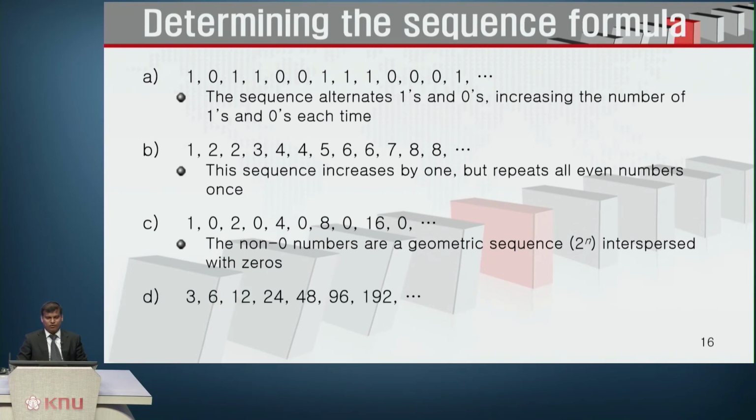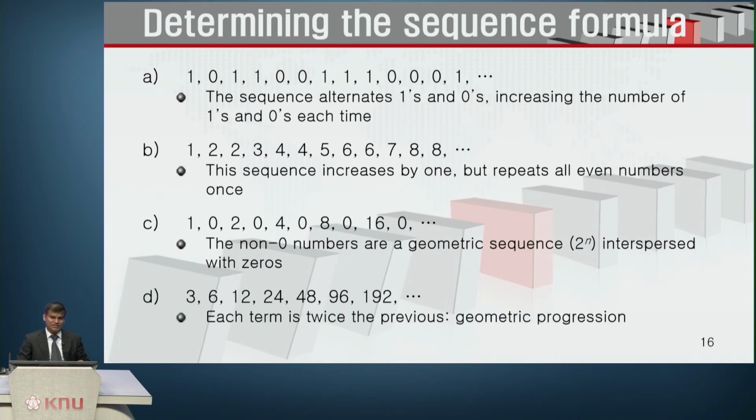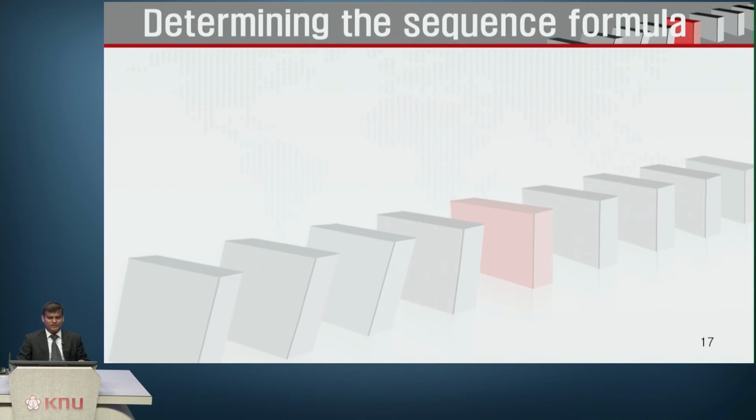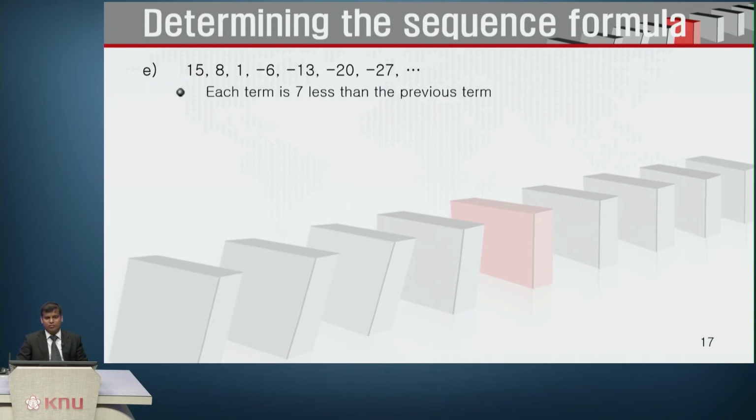3 6 12 24 48 96 192. How about this? Did you find the relation there? Right, each term is twice the previous term, a geometric progression, that is 3 times 2 power n minus 1. Yes, likewise you can have more sequences and you can try to find the relation in determining the formula. So here each term is 7 less than the previous term. So a sub n is 22 minus 7 times n.